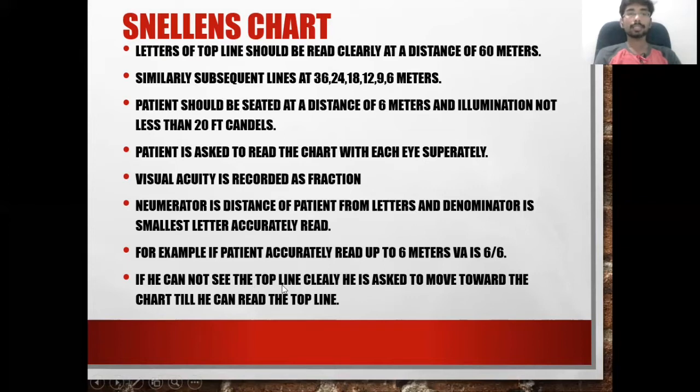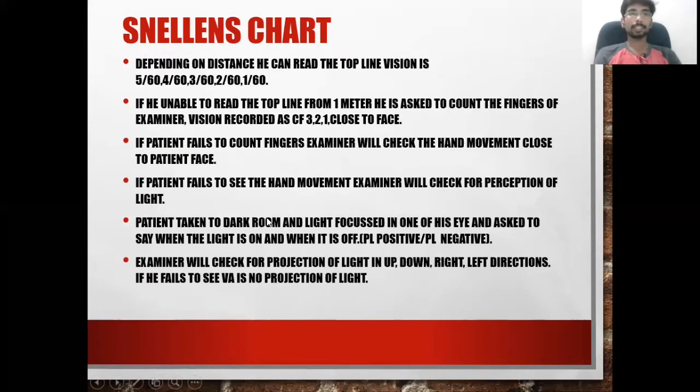If he cannot see the top line clearly, he is asked to move towards the chart till he can read the top line. Depending on the distance from which he can read the top line, his vision will be 5 by 60, 4 by 60, 3 by 60, 2 by 60, 1 by 60. If he is unable to read the top line from 1 meter also, he is asked to count the fingers of the examiner, and visual acuity is recorded as finger count 3, 2, 1 close to face. If the patient fails to count fingers, the examiner will check hand movement close to face.